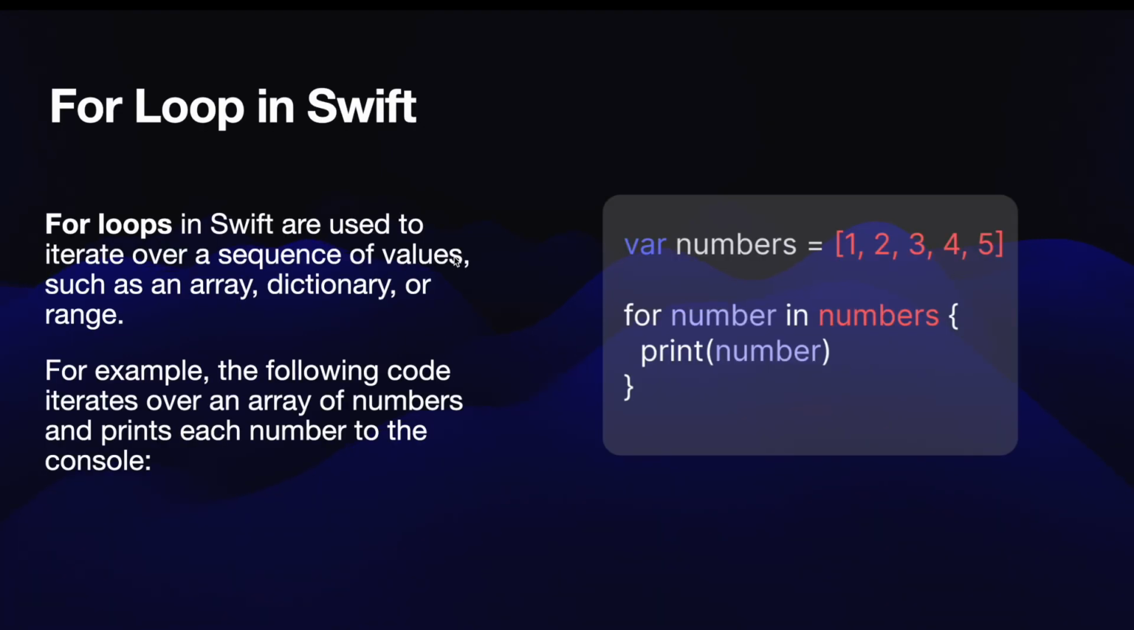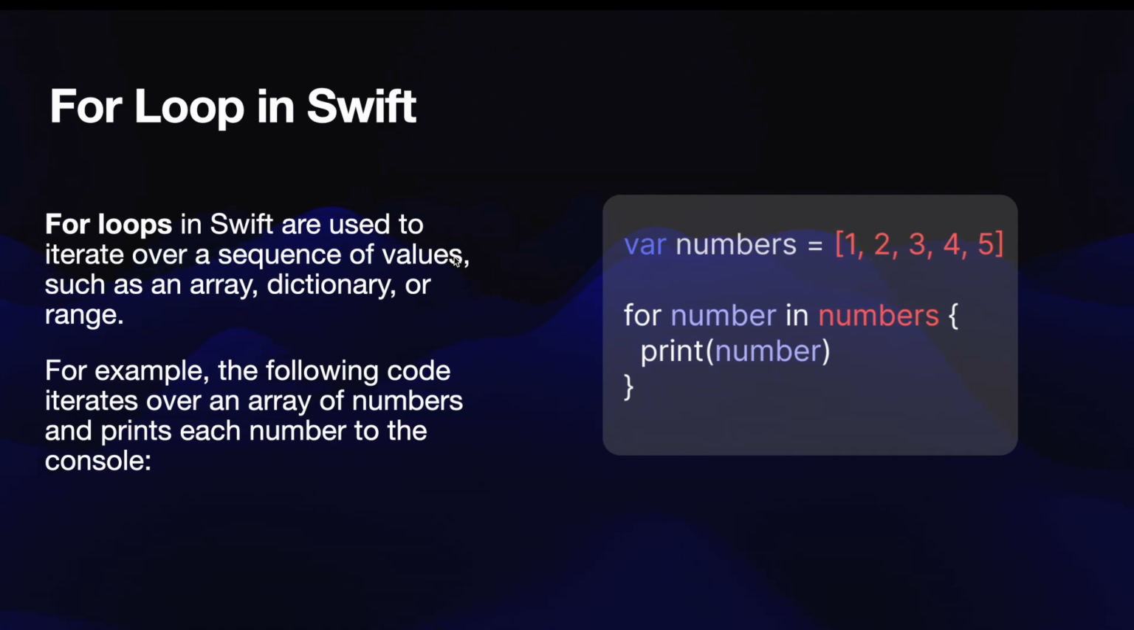Now let's learn about loops in Swift. We're going to start off with for loop in Swift. For loops in Swift are used to iterate over a sequence of values such as an array, dictionary, or range. For example, the following code iterates over an array of numbers and prints each number to the console.